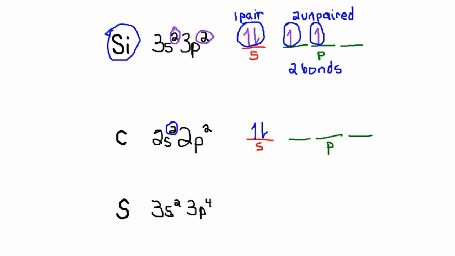Now the P's, carbon has 2 P's in that row 2, so it's going to go 1 electron, 2 electrons. So once again, the answer is the same for carbon that it is for silicon. There's one pair and there's 2 unpaired. So that's going to be able to make 2 bonds, because those unpaired electrons are free to pair with other electrons from other atoms.